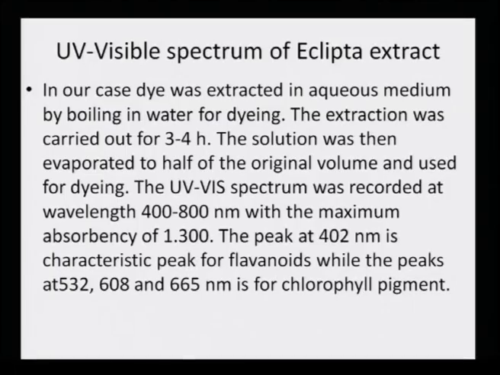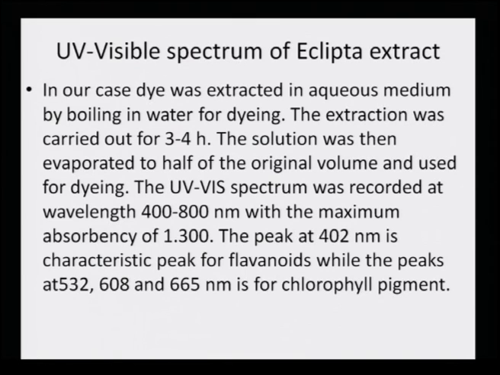So, we took help of the UV visible spectrum of Eclipta, and we found that in our case the dye was extracted in aqueous medium by boiling in water, and then the same extract was actually used for dyeing after concentrating it by 50%. So, you see no acid is added, simply the leaves of the Eclipta alba plant are taken, even the stems have a lot of colorant. So, they are all chopped and boiled in water.